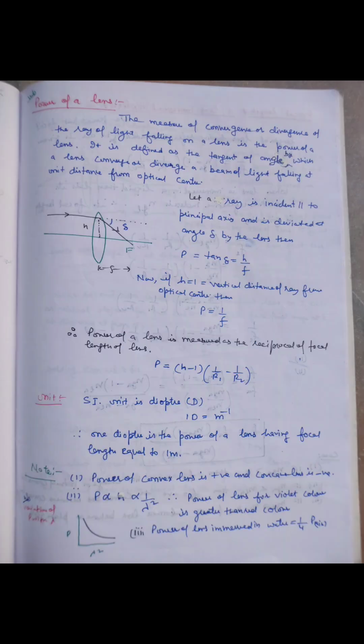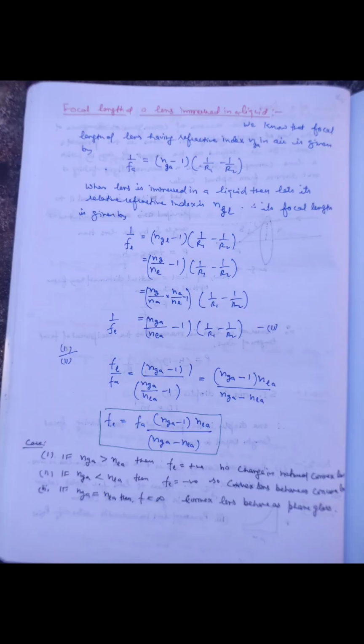Power of a lens is the measure of convergence or divergence of rays of light falling on the lens. It is defined as the tangent of the angle by which the lens converges or diverges a beam of light falling at unit distance from the optical center. It comes out to be the reciprocal of the focal length of the lens. Its SI unit is diopter. Power of a lens is inversely proportional to the wavelength of the light. The focal length of a lens changes when it is immersed in a liquid.